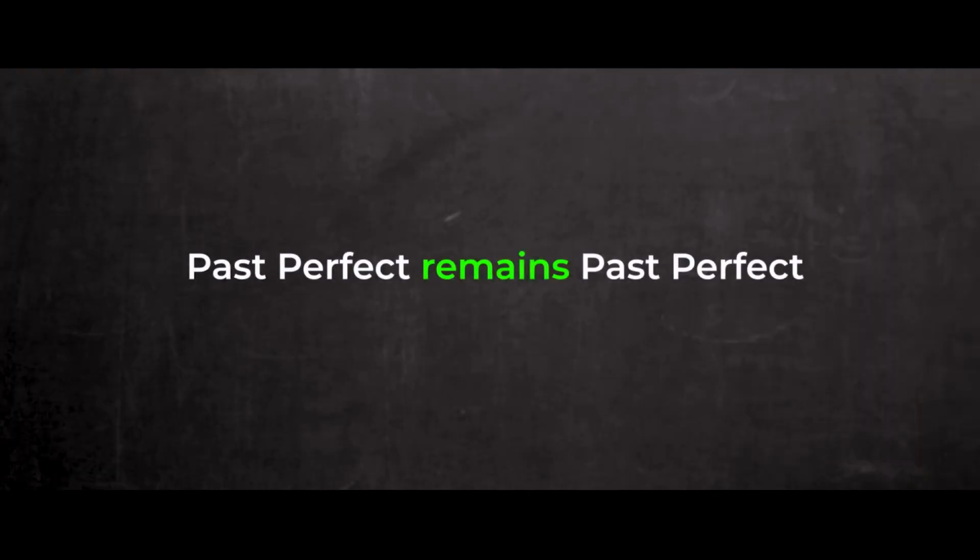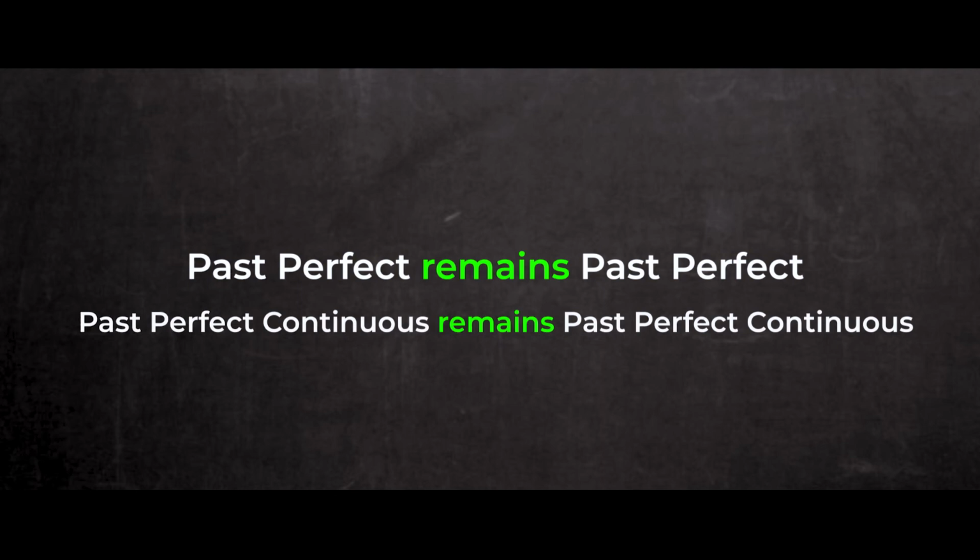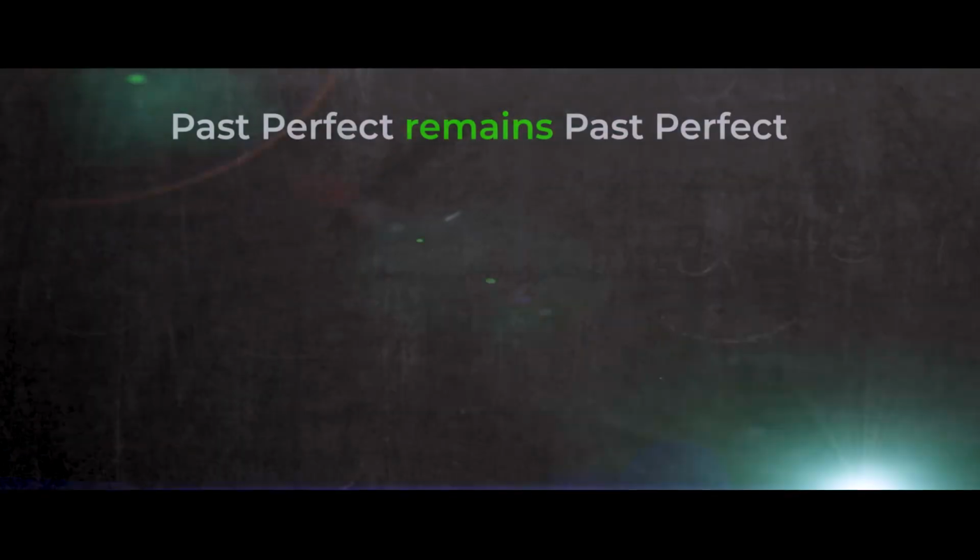Now let's look at some interesting facts. Past perfect remains past perfect. Past perfect continuous remains past perfect continuous. Meaning, if the statement is written in past perfect or in past perfect continuous, in the reported speech, it does not change. It remains same. I will show you an example.